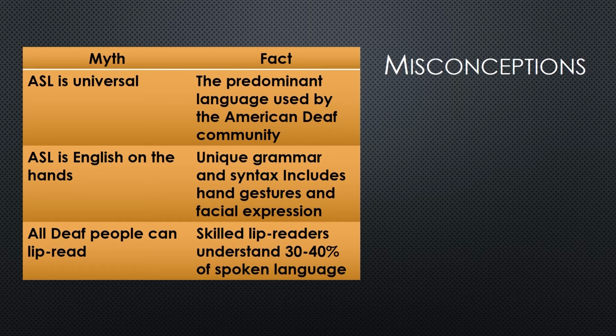Let's look at some of the many misconceptions about American Sign Language and deaf people. Myth: ASL is universal. Fact: it is the predominant language used by the American deaf community, but there are over 100 different sign languages worldwide, not including dialects. However, ASL is the foundation of American deaf culture.